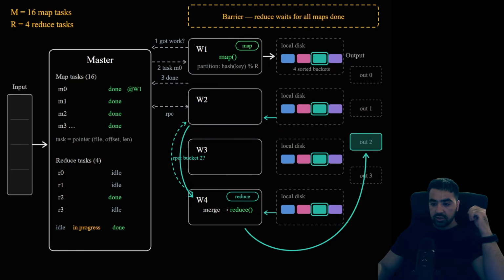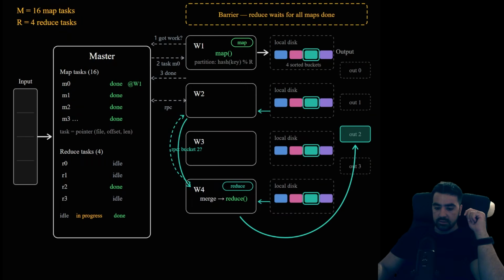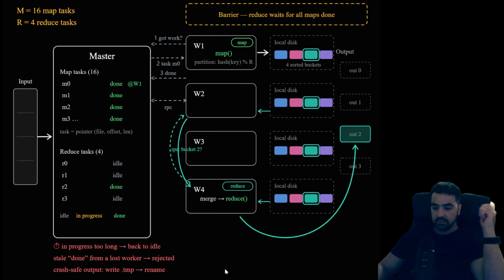And again, remember, each reduce task is going to produce one output file. So there are going to be 3 main failure recovery mechanisms that we need to put in place.